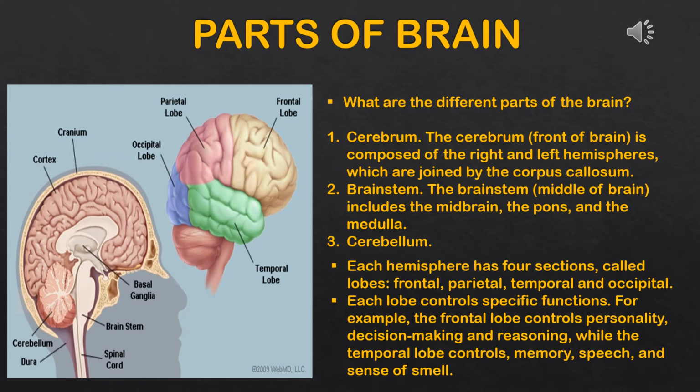It is smaller in size and is located under the cerebrum at the back of the head. It is made up of two cerebellar hemispheres. These two hemispheres are joined together by pons, which forms a bridge below it. Now, each hemisphere has 4 sections called lobes: frontal, parietal, temporal, and occipital. Each lobe controls specific functions. For example, the frontal lobe controls personality, decision making, and reasoning, while the temporal lobe controls memory, speech, and sense of smell.